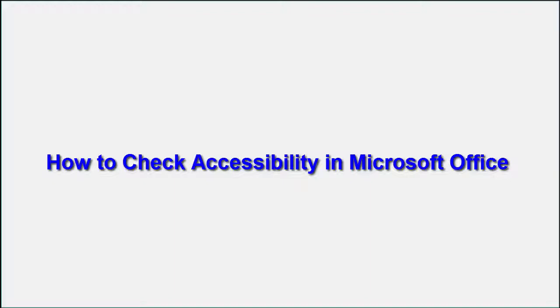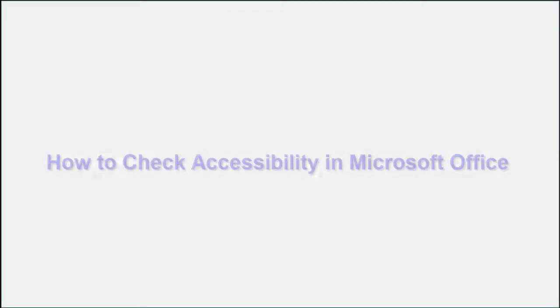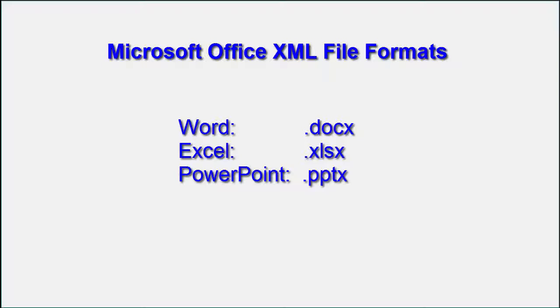In order to run the Accessibility Checker, your file needs to be saved in the latest Microsoft Office XML file format, which has a file extension of .docx for Word, .xlsx for Excel, and .pptx for PowerPoint. This file format became the default starting in Microsoft Office 2007. If your file is in an older format, you should first open it and save it in the newer XML format before you run the checker.